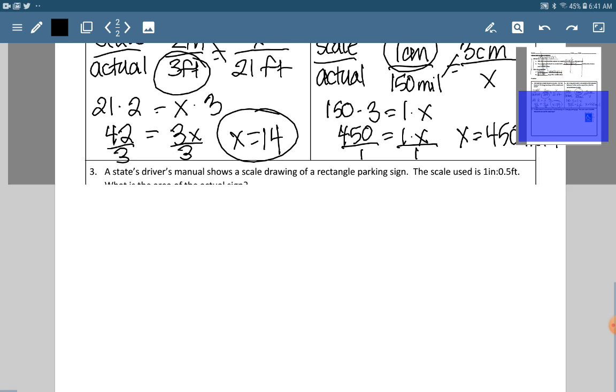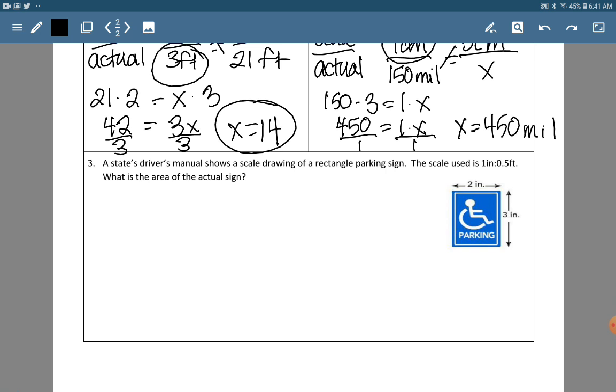Okay, last part. It says a state's driver's manual shows a scale drawing of a rectangle parking sign. The scale used is 1 centimeter is equal to 0.5 feet. What is the area of the actual sign? Well, area is equal to length times width. So that means we need to find the actual length and the actual width in order to find the area of the sign. Okay, so I'm going to do 2 separate problems here in order to find the area.